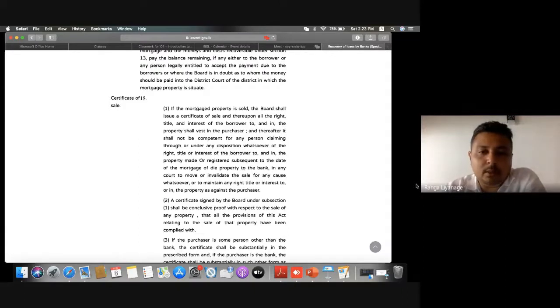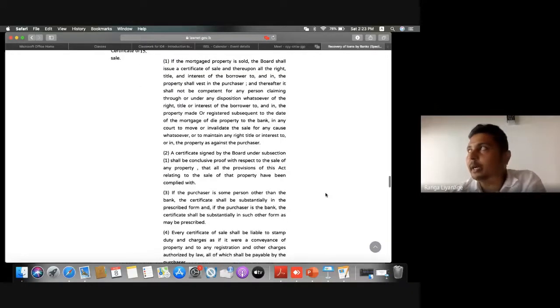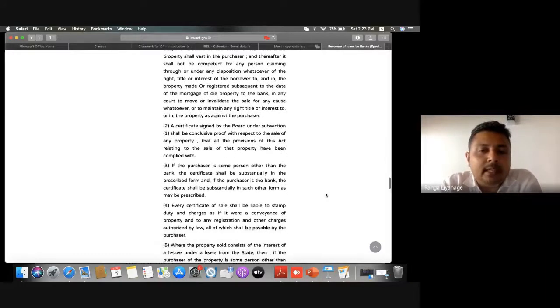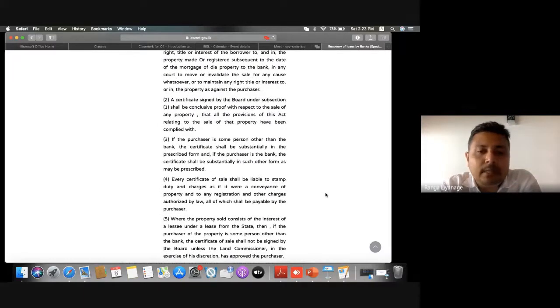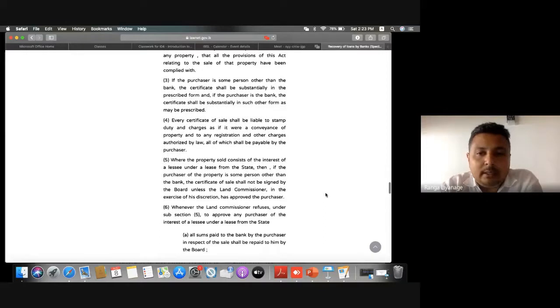Of the property in any court to move. So nobody can go and challenge that certificate of sale provided in accordance with this law. That certificate signed by the board under subsection 1 shall be conclusive proof with respect to the sale of any property. Conclusive proof. Right? It should be provided. If the purchaser is some person other than the bank, the certificate shall be substantiated in the prescribed format. It is liable for stamp duty as if it's a conveyance, right?